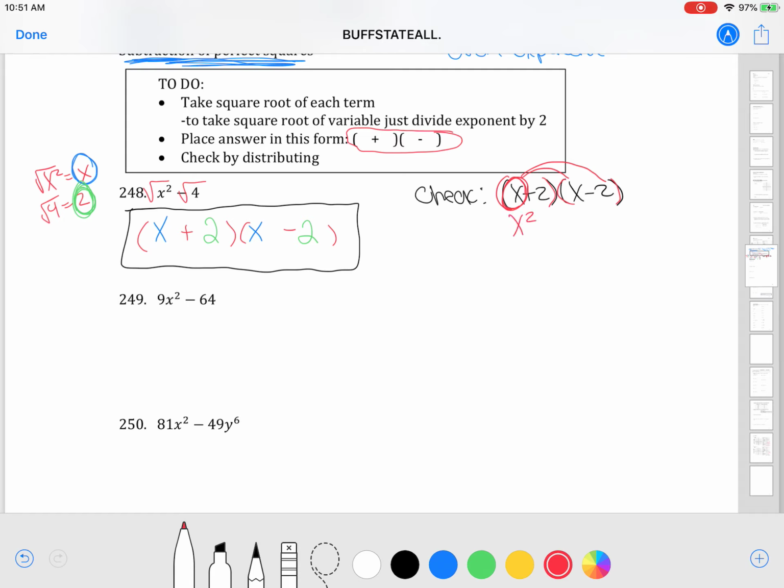X times x is x squared, and x times negative 2 is a minus 2x. Then I take this plus 2 and distribute that through to everything as well. 2 times x is a plus 2x, and 2 times negative 2 is a minus 4. Now I know that's not exactly what we started with, but when you combine these like terms, a negative 2x plus 2x cancels out, and you get x squared minus 4, which does check. You never have to do the check, but I advise you to do the check to make sure that you've done it correctly.